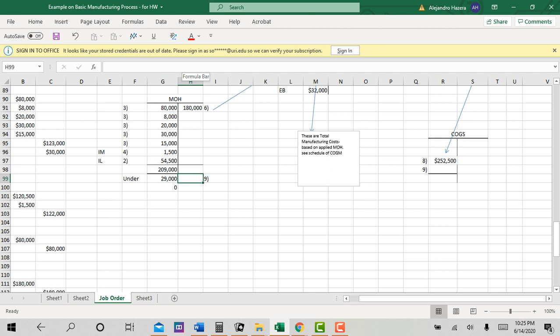So what I'm going to do is go ahead and debit, in entry 9, cost of goods sold, manufacturing overhead for 29,000, which makes the balance 0. And then I'm going to debit cost of goods sold for 29,000, which is going to give me a final cost of goods sold of 252 plus 29, or 281.5. That is going to be my final cost of goods sold there, based on actual costs.